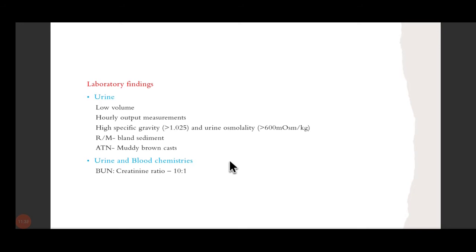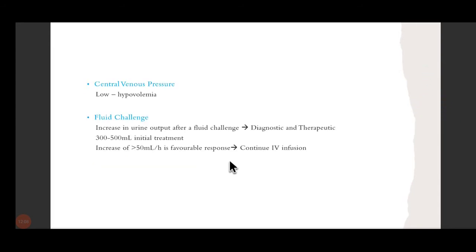If we carry out a routine microscopy, you will see bland sediments under the microscope. However, when you suspect an acute tubular necrosis, you may also see muddy brown casts in the urine. In blood chemistries, if you were to carry out a serum sample, you would see that the blood urea nitrogen to creatinine ratio is 10:1. The patient obviously will have a low central venous pressure.